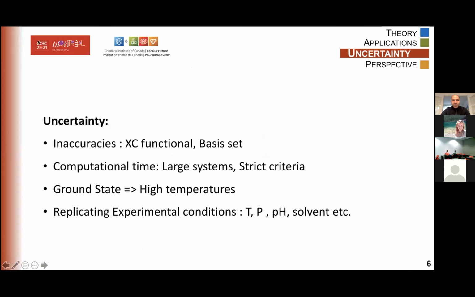So at the end, we also talk about the uncertainty. What are the sources of inaccuracy in DFT calculations? We talk about them. We show that computational time is still a big problem for us. We cannot really handle large systems with more than 1,000 atoms. It's really difficult. And calculation at higher temperature again comes with some approximation. It's not as accurate as ground state calculation. And again, just replicating the experimental conditions is not yet there. So we still have a lot of work to do.